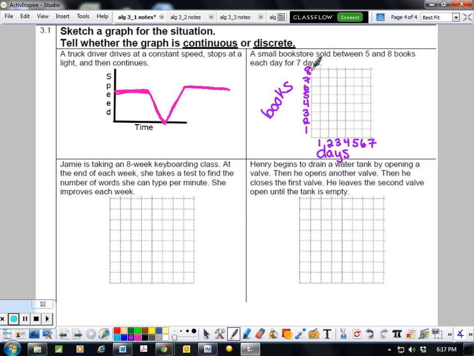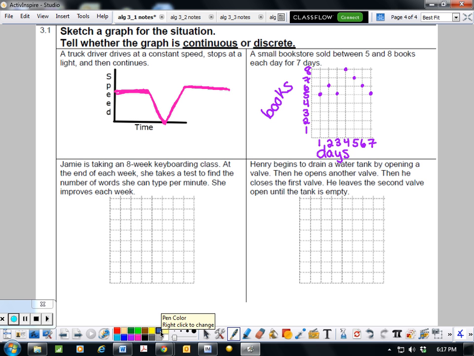So every day the bookstore sold between 5 and 8 books. So am I really having half a day? No, they're kind of talking about each day. So on day 1, I could have anywhere between 5 and 8 books. Day 2, anywhere between 5 and 8 books. Day 3, anywhere between 5 and 8 books. Day 4, day 5, day 6, day 7. Now your dots may be placed elsewhere, but as long as each one is between the numbers of 5 and 8, your graph would be totally fine. Because again, we're just sketching a graph that meets the situation. So everyone's graph could be different but still be correct.